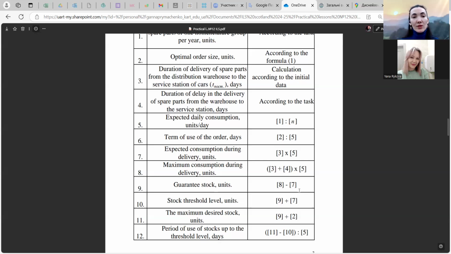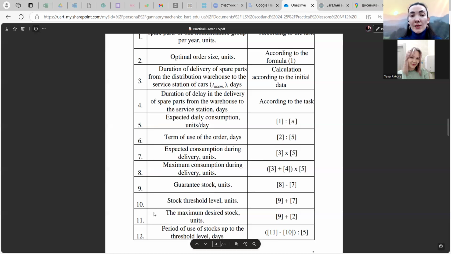Okay. Yes. Next, point 9. It is guarantee stock in units. We need to find the result H from the previous line, number H minus result number 7, line number 7. Okay. So units minus units, and we have units.